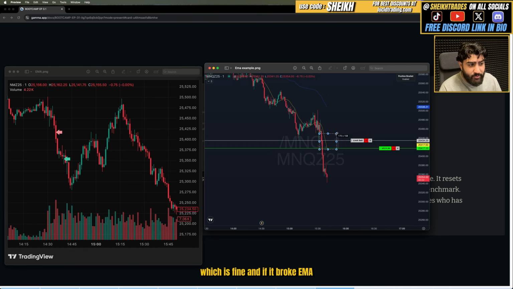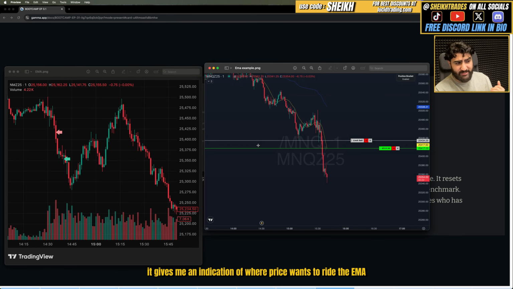And if it broke the EMA, remember the EMA is dynamic, so it moves with price. If it broke the EMA, I would have been out because I would have known that this is reversing. And you could see it just held the EMA. As I said, I don't use the EMA much, but I also have it on my chart, and it gives me an indication of where price wants to ride the EMA.